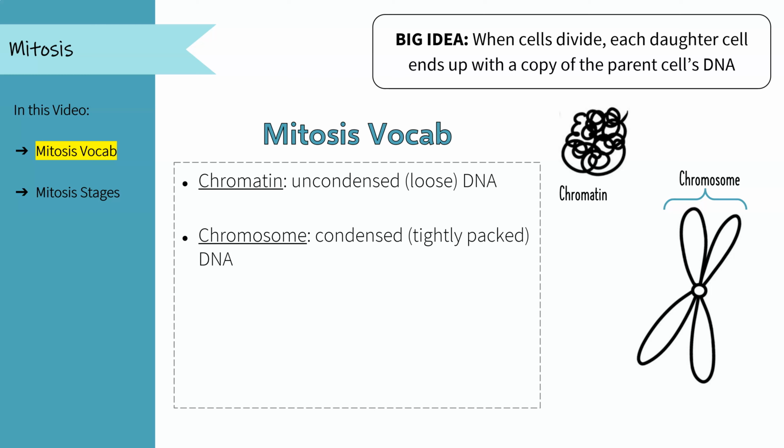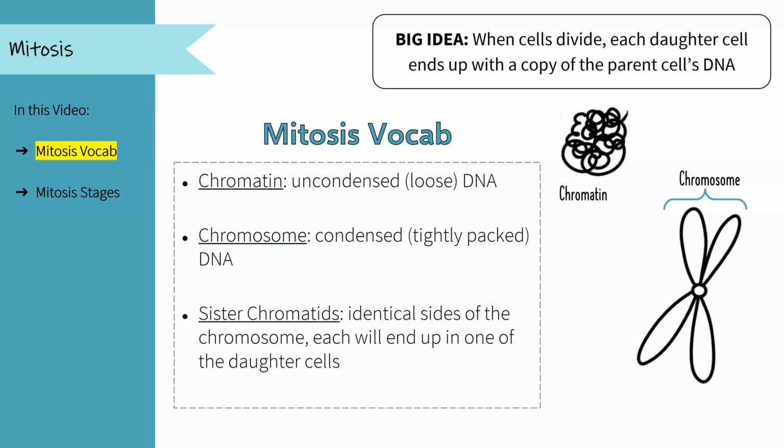So here we have the same kind of thing. We have loose, all over the place DNA that's totally fine and great for when our cell is just doing its job. But when it's time for the cell to divide, we want to make sure that everything is packed up nice and tight and organized so we can keep track of it and everything ends up at its destination, safe and sound.